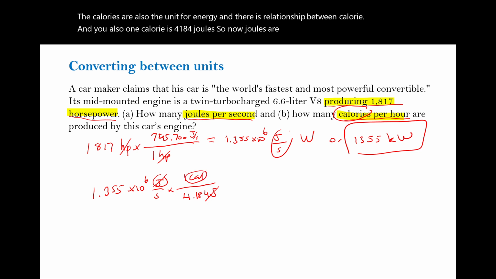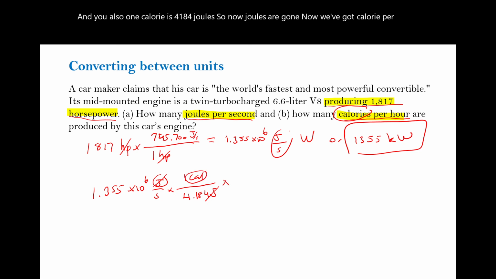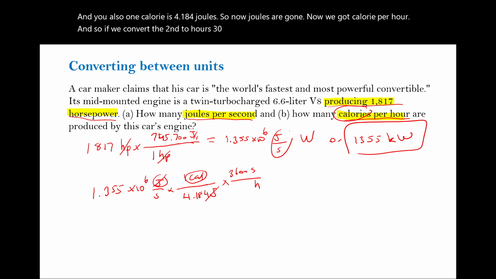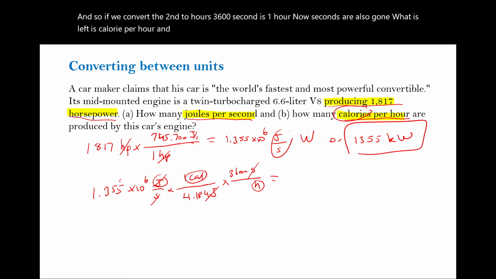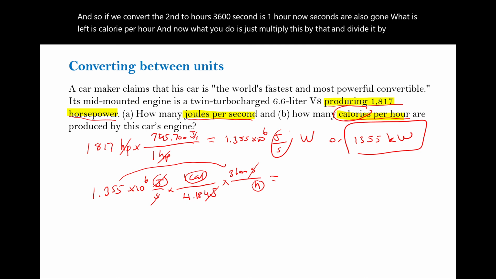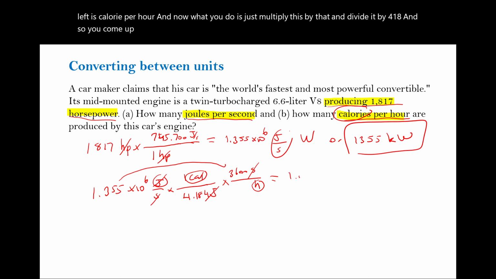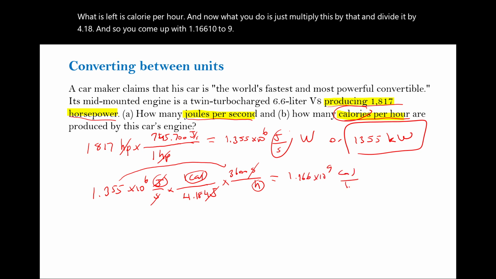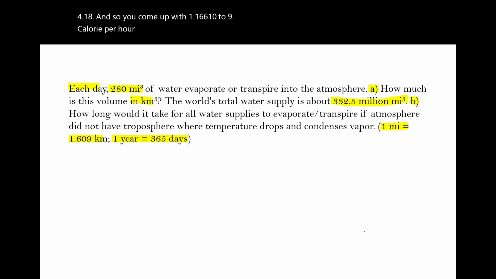Now we have calories per second, and if we convert the seconds to hours, we know 3600 seconds is 1 hour. Now seconds are also gone. What is left is calories per hour. Now what you do is just multiply this by that and divide it by 4.184, and you come up with 1.166 times 10 to the 9 calories per hour. A simple conversion.